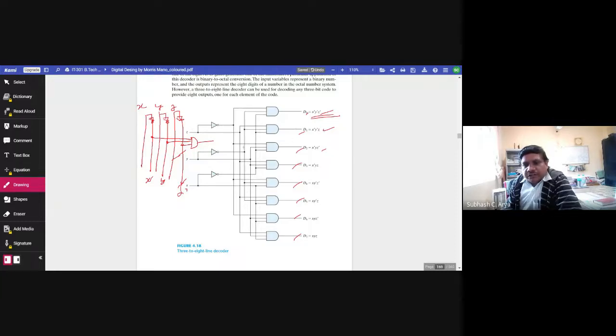Similarly, you can go for this one, D1 here. So in this way, we are able to realize this circuit. And this circuit is nothing but a 3 to 8 line decoder. Simple. Any problem? You can see D7 is nothing but X, Y, Z. So it is given here.